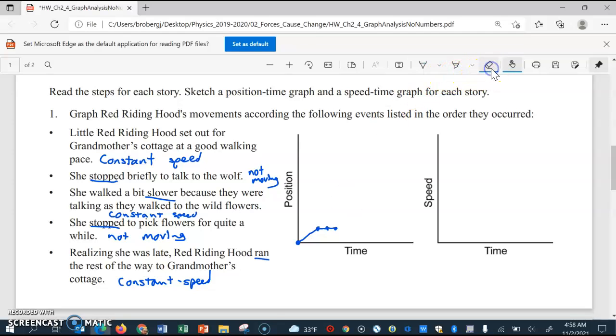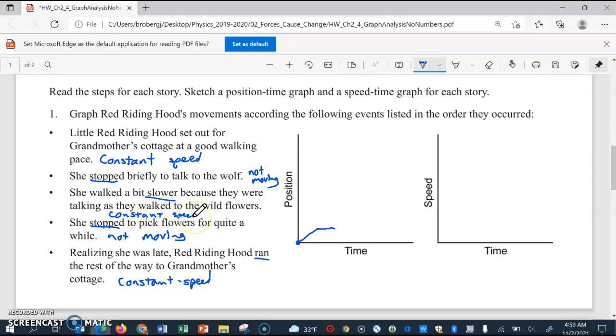And be careful that you don't do it this way. I'm going to show you, don't do this. It's not this. That's not that she stopped to talk to the wolf. This is more like she teleported back to her house and was there for a little bit. And so don't do that. So stop to talk to the wolf, huzzah, that's not moving.